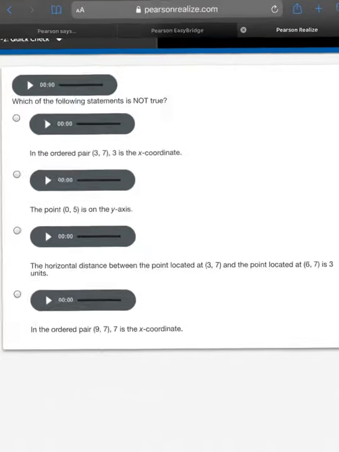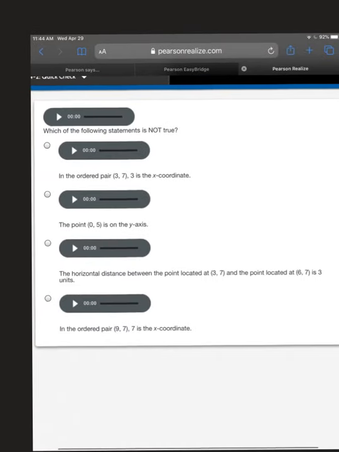Okay, then the next one here I got is, this is just the following statement is not true. So let's make sure that it is not, that's the one that's not true. Remember, for ones like these, it says in the ordered pair 3, 7, 3 is the x coordinate. Okay, well that's true because remember we always do x and y. So we know that this one is true, so this one is not going to be the answer. And then just keep going.